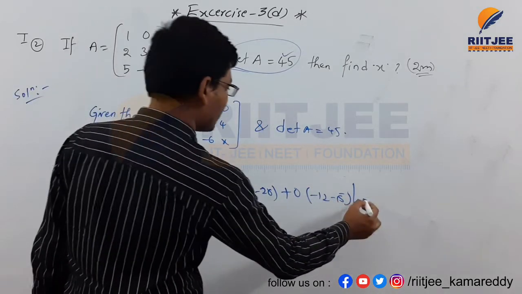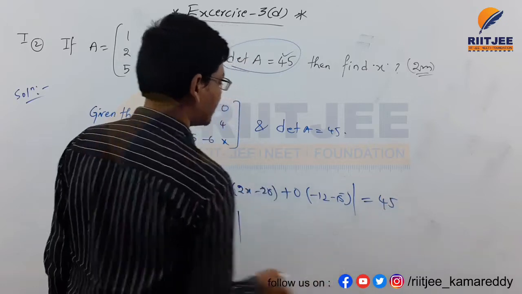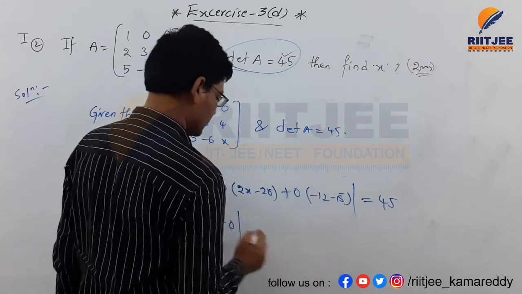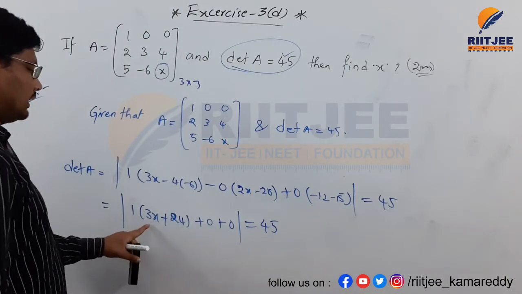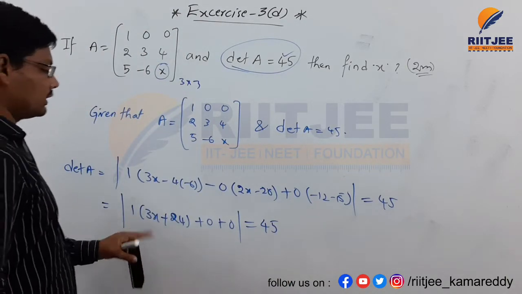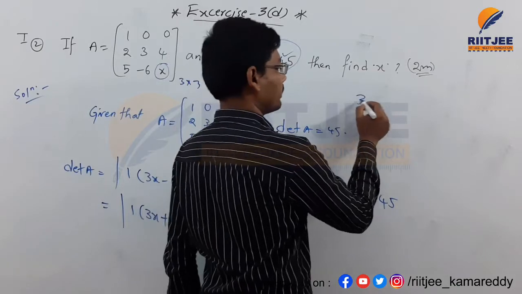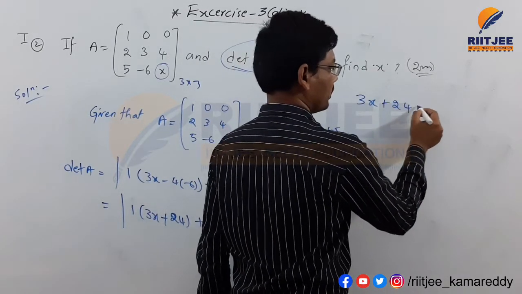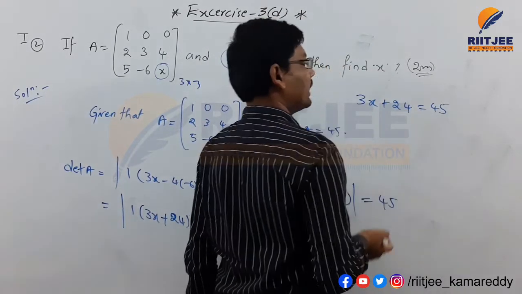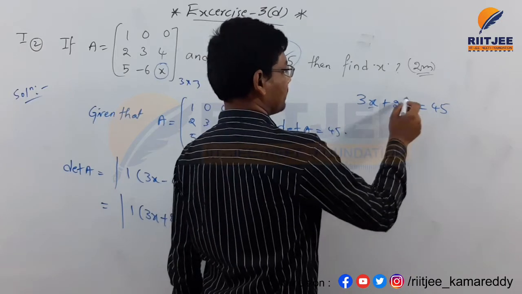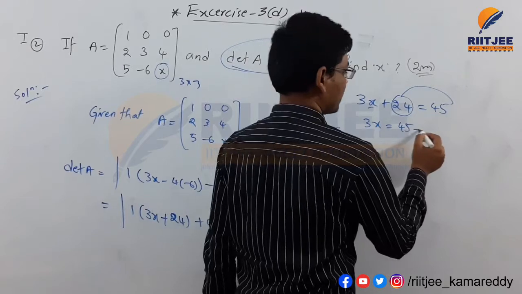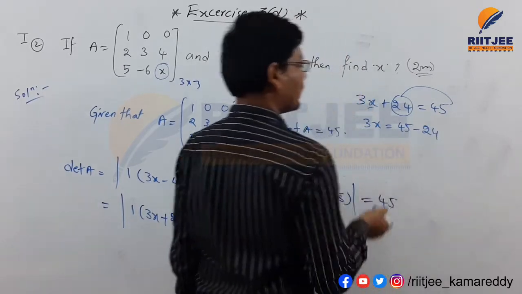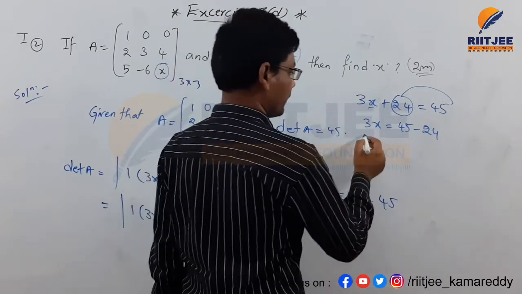And this value is given directly as det value equal to 45, so I am equating it to 45. And 3x plus 24 into 1 gives 3x plus 24. 3x plus 24 is equal to 45. Here we want only the x value, so I am sending this 24 to the right hand side, that is 3x is equal to 45 minus 24, and 45 minus 24 is equal to 21.